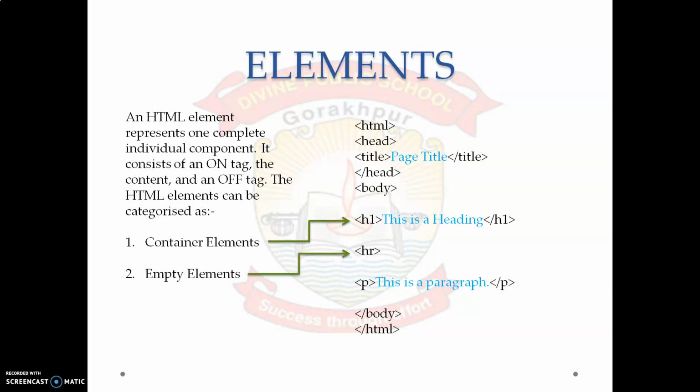Next one, HR. HR stands for horizontal row. It means with the help of this tag we can create a horizontal line, and it is an empty tag because it doesn't have any closing tag. Okay, let us clear again. A container tag has both on and off tags, and an empty tag has only an on tag, no off tag.